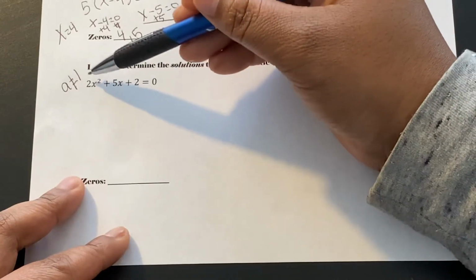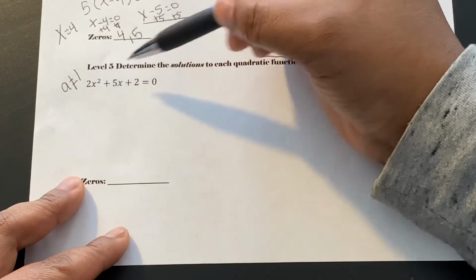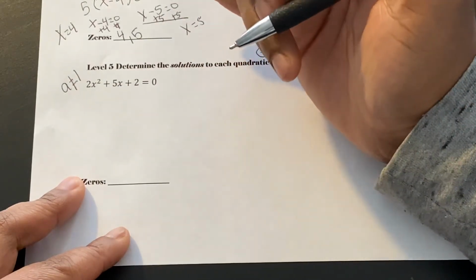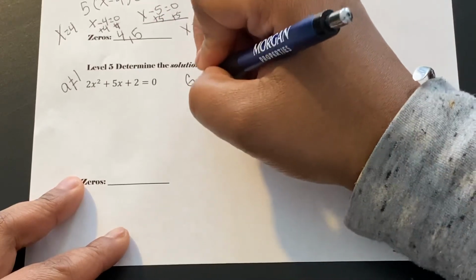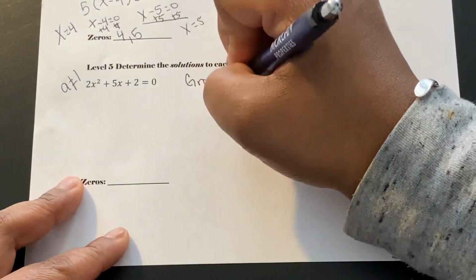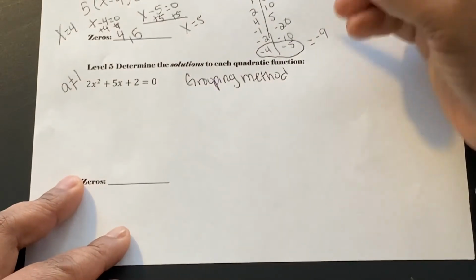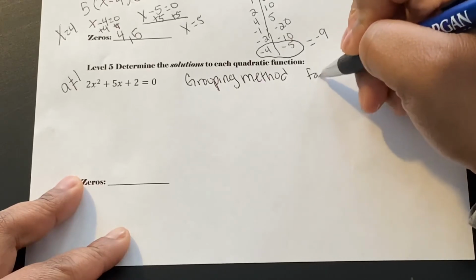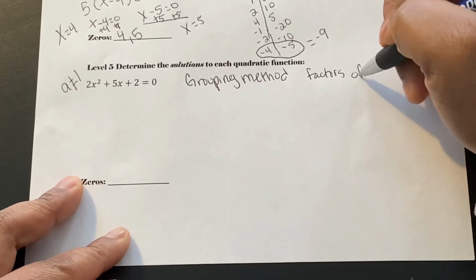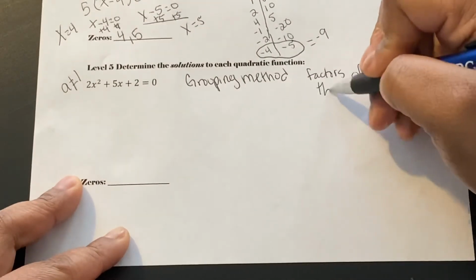When you cannot make the a term 1 by either taking out a GCF or it's already 1, you have to use the grouping method. Okay. Which means you have to find the factors of a times c that add to b.